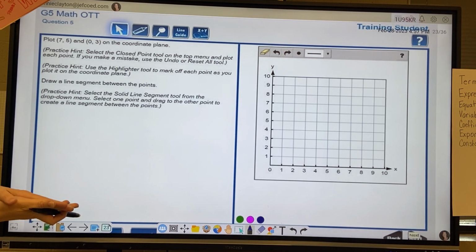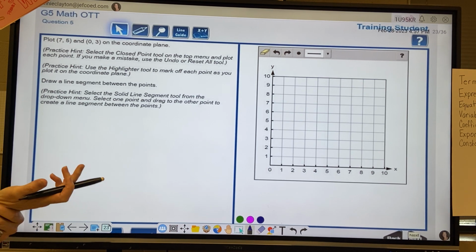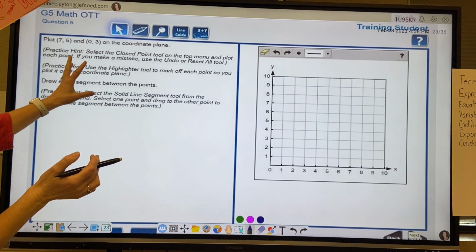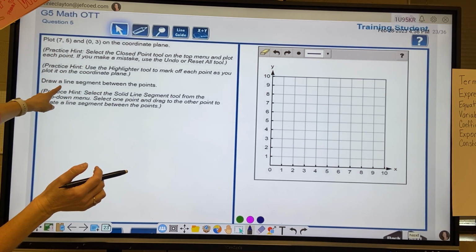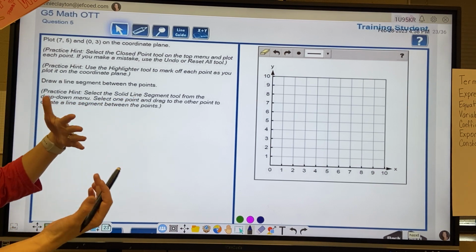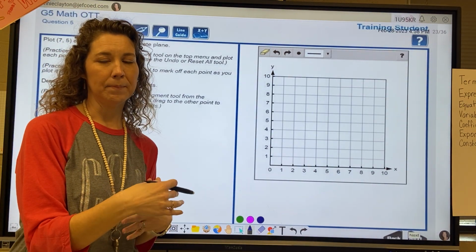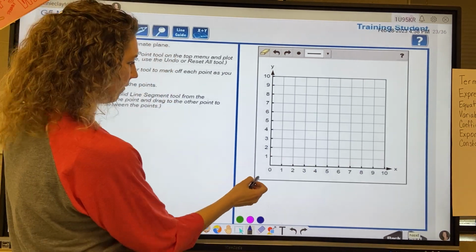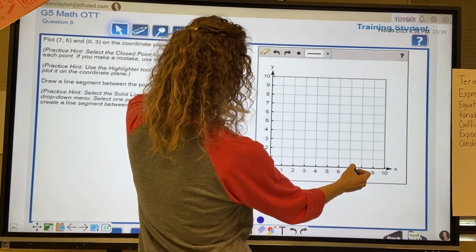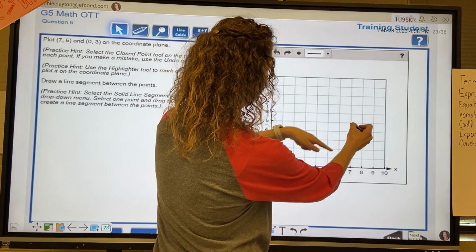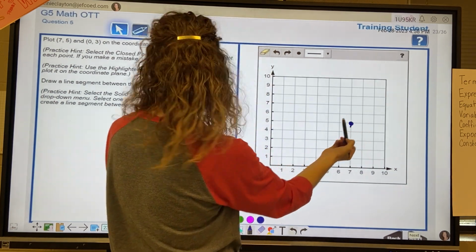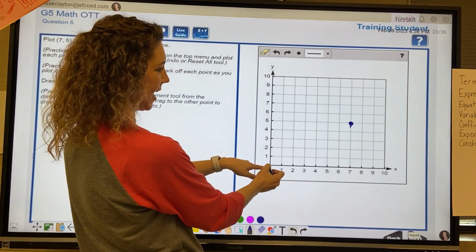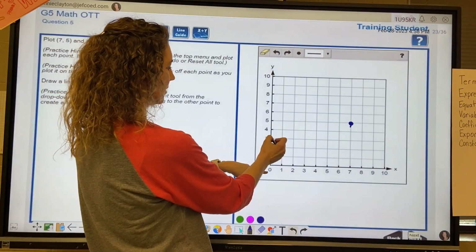Let's look at another fifth grade question. Plot 7, 5, and 0, 3 on the coordinate plane. And he gives you lots of instructions. It says draw a line segment between the points. So we're gonna have to practice on the ACAP website, but to plot 7, 5, we would go over 7 and up 5 and plot a point there. And then, what was the other one? 0, 3. So 0 on the x-axis, 3 on the y-axis.